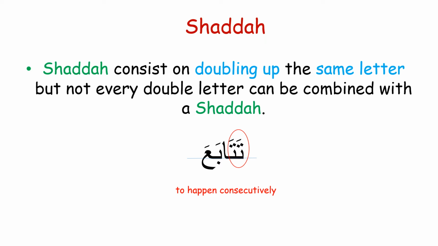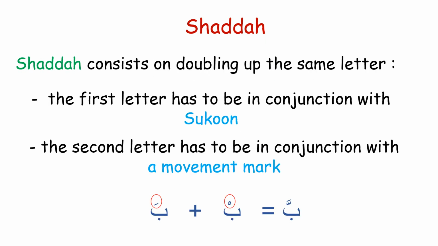The reason why? Shaddah consists of doubling up the same letter. The first letter has to be in conjunction with the sukoon, and the second one has to be in conjunction with the movement mark, either a short vowel or a double vowel. It's a must, and there are no exceptions. In order to keep things simple, we are only going to explain Shaddah with short vowels in this first lesson. In other words, we are going to work on Shaddah with Fathah, Kasrah, and Dhammah.